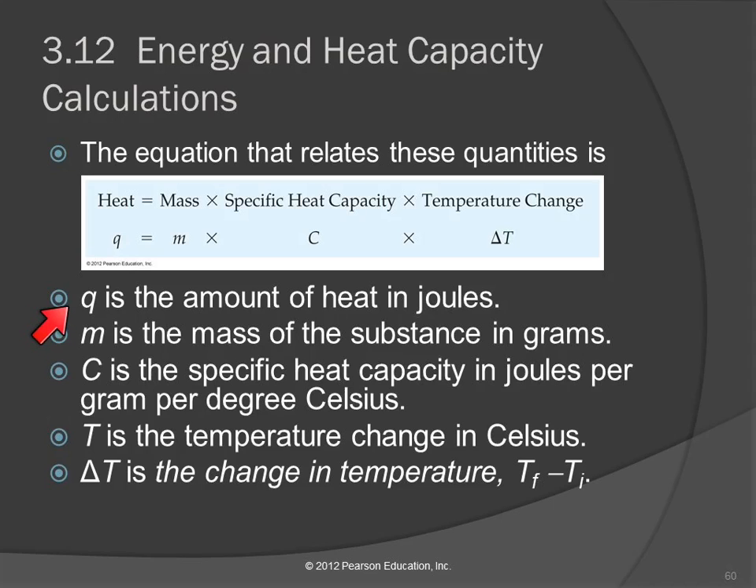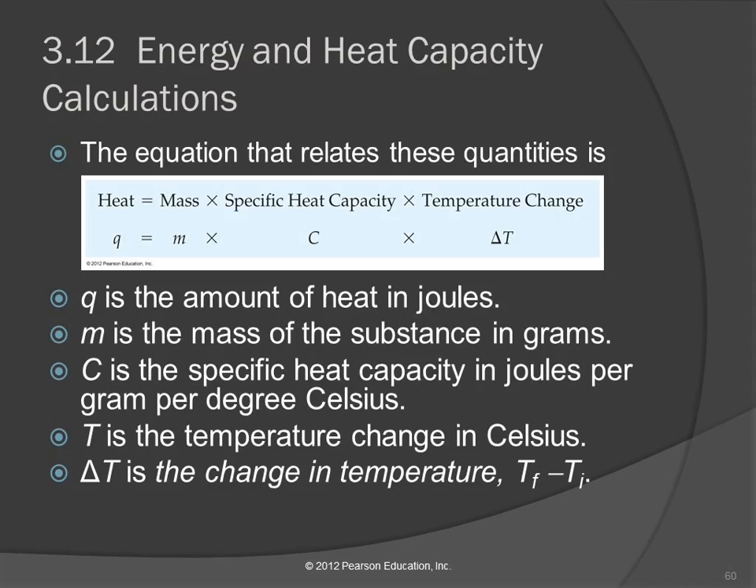So Q is the amount of heat in joules, m is the mass in grams, C is the specific heat capacity in joules per gram degree Celsius. That's something that if they don't give it to you, you may have to go look it up in that table. T means temperature. There's actually something missing there. This should be delta T, the temperature change. And delta T means T final minus T initial.